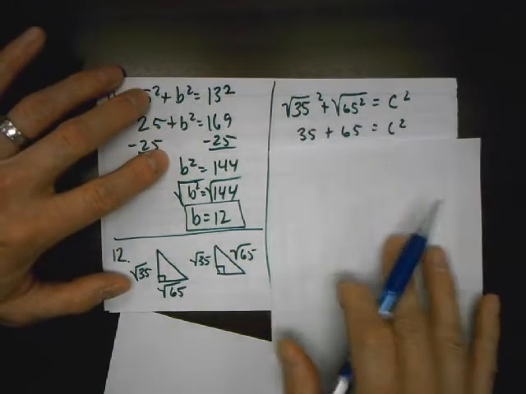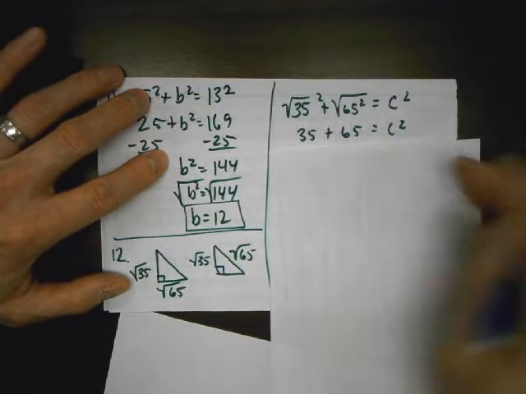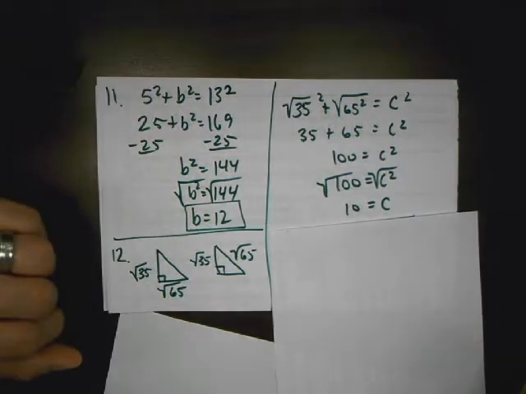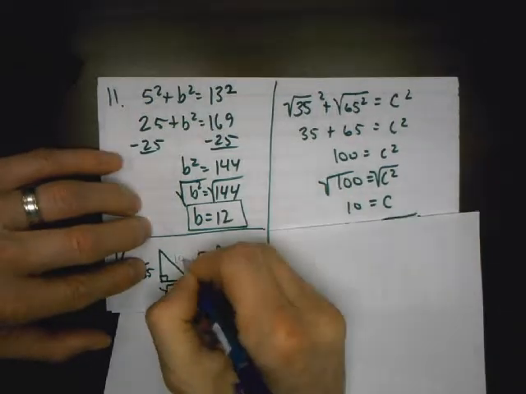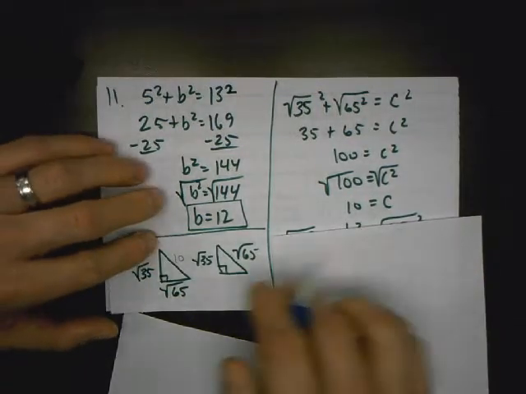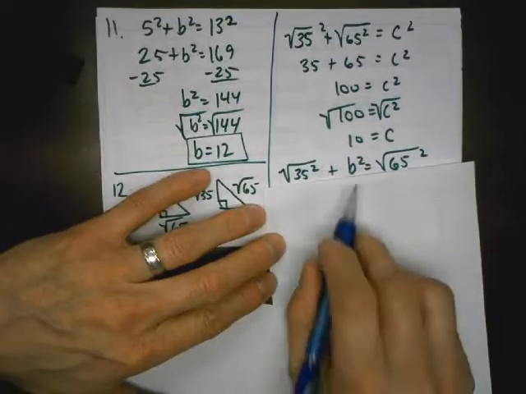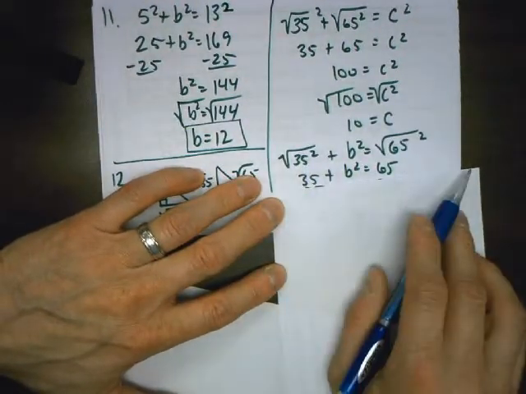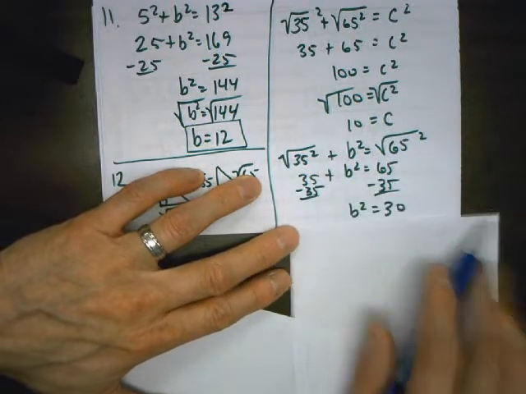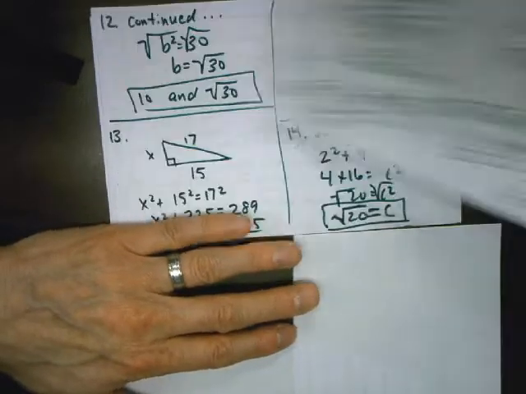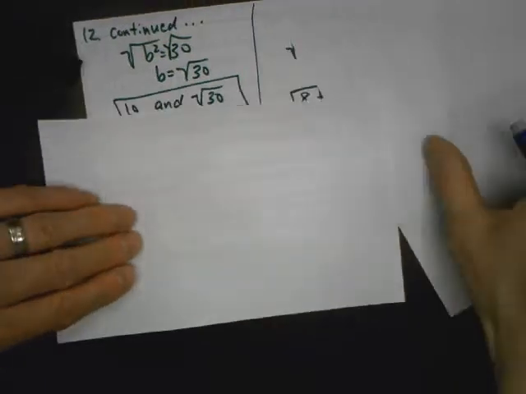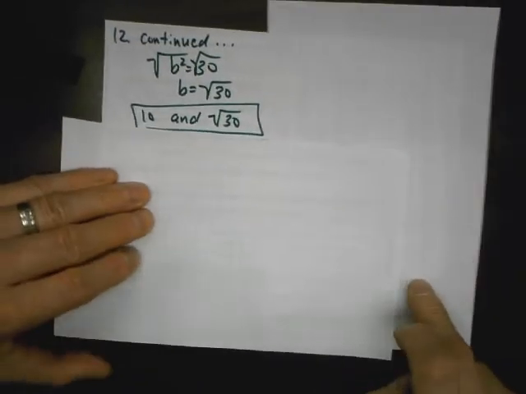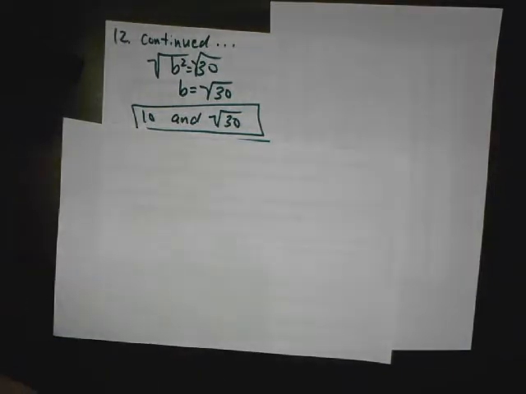Square root of 35 squared is just 35, and then we get 65 here. Add those two together, take the square root of both sides, and one option is that the missing hypotenuse could be 10. The other option is this. What's the leg? Well, if I'm missing a leg now, I can have this again. Square roots and squares undo each other. Subtract, and I'm going to get the square root of 30. Square root of 30 is not a perfect square. It's an irrational number, so my two options are 10 and rad 30 for number 12.